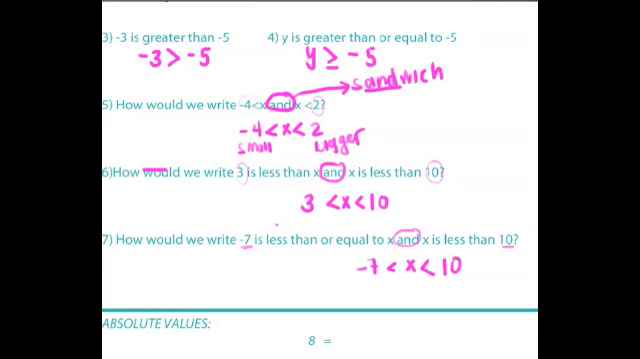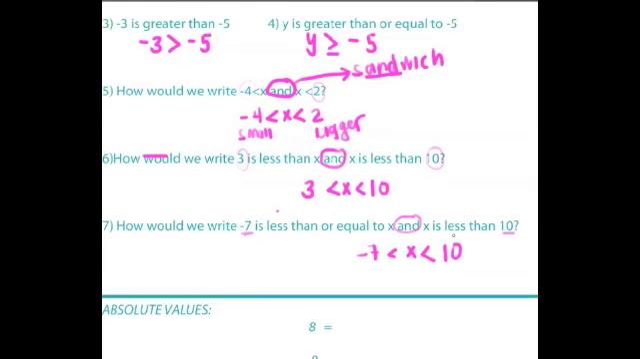Okay, so there's your final answer. I see an "and" right there, so I know it's a sandwich. X goes in the middle. My two numbers are -7 and 10, so -7, the smaller, goes on the left side, and then 10 is bigger, so it goes on the right side. Okay, so that's some basic translating for the inequality symbols.